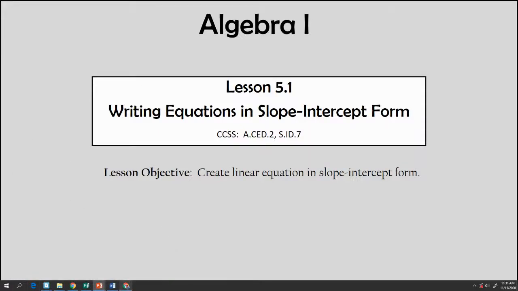Okay, guys, today we're starting lesson 5.1, and this is on writing equations in slope-intercept form. What we're going to do is go back and review slope-intercept form. How is it set up? What does it need to look like?